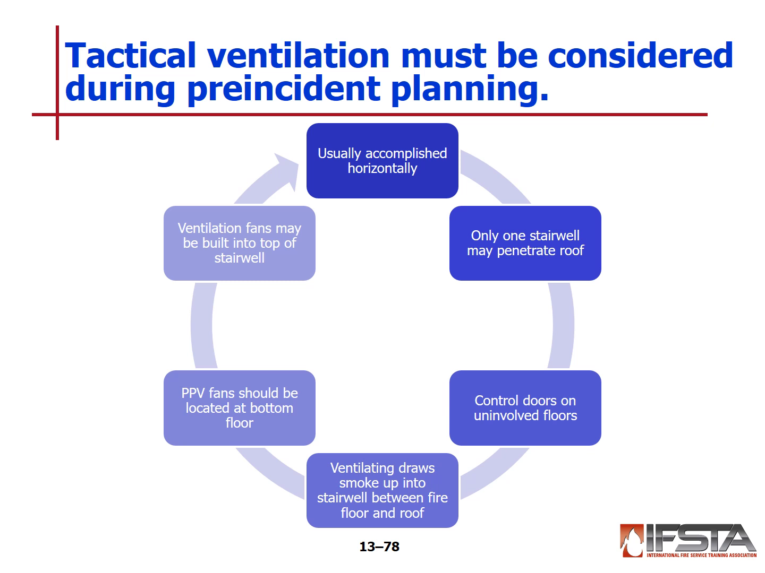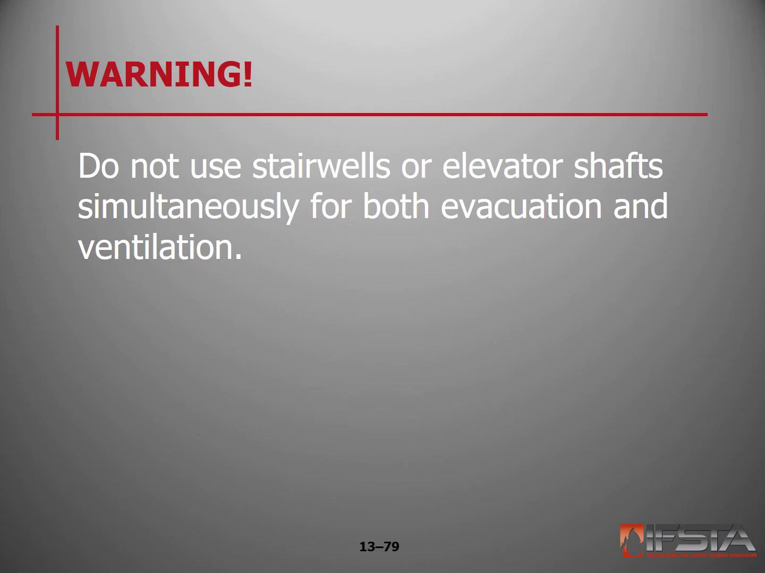And that ventilation is going to draw that smoke and that fire up into the stairwell between the fire floor and the roof. And those positive pressure fans should be located at the bottom floor, unless we have an instance, like earlier in the slide presentation, where we can use two to help push that air and smoke out. And those ventilation fans, as they keep running, are going to build up into the top of that stairwell, so we need to make sure we've got a way for it to exit out of there if possible. Here's a dull moment: if you're using a stairwell as a point of evacuation, you can't use it as a point of ventilation.